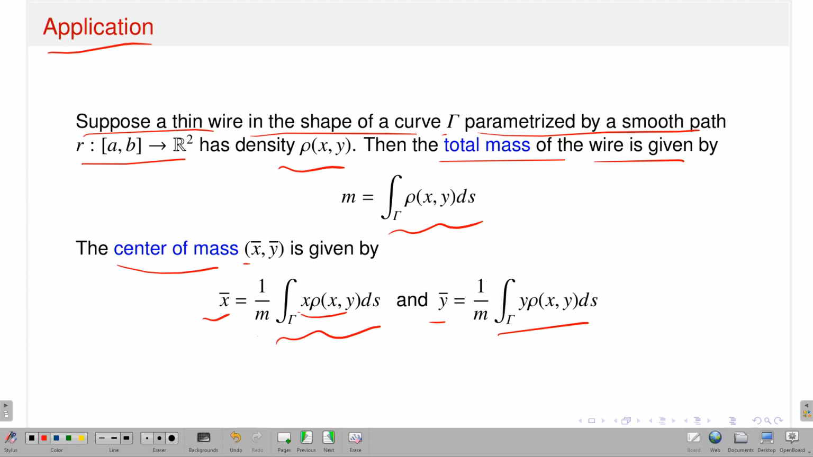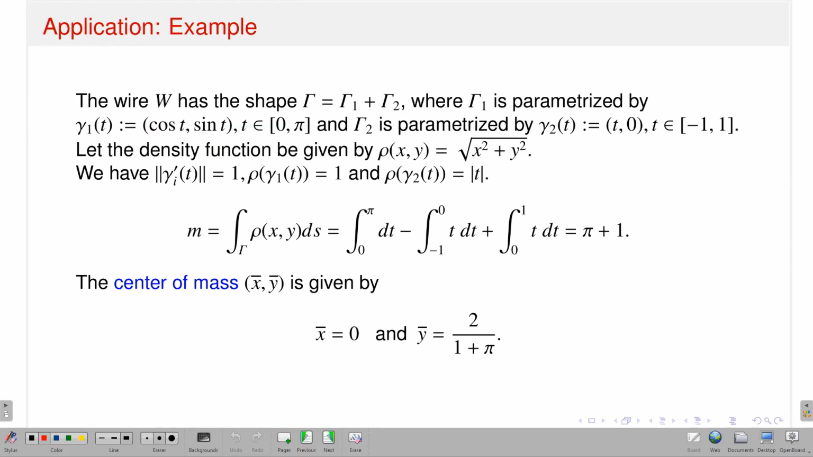Okay. Suppose you have a thin wire in the shape of a curve gamma which has a parameterization small r and has the density rho x y, then the total mass is the corresponding scalar line integral, and what is the center of the mass? This is x bar comma y bar, where x bar is 1 by total mass m times the scalar line integral of x times rho x y, and y bar is 1 by total mass m times the scalar line integral of y times rho x y. So, once we know the notion of scalar line integral, you can calculate the total mass and center of mass.